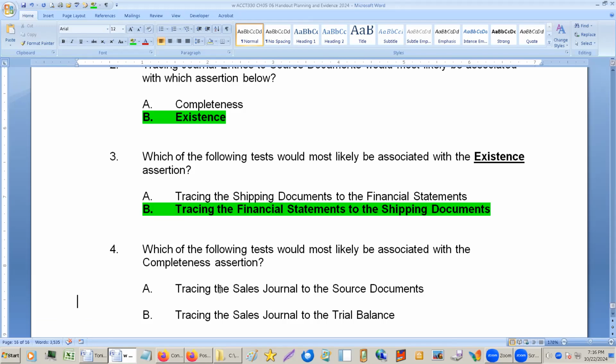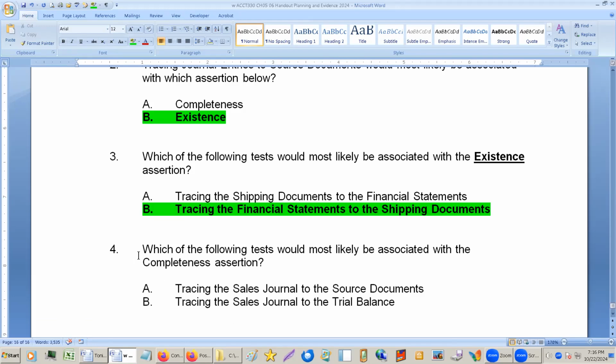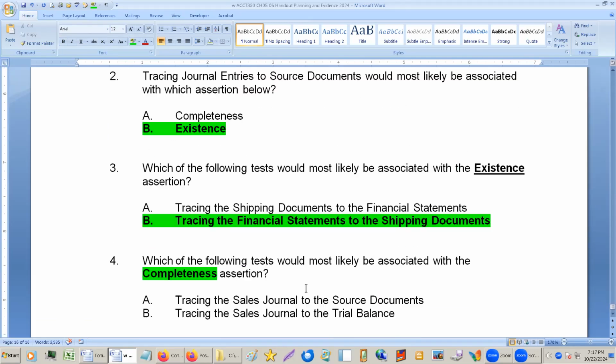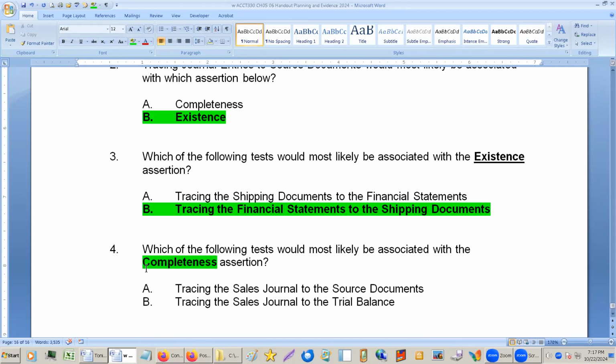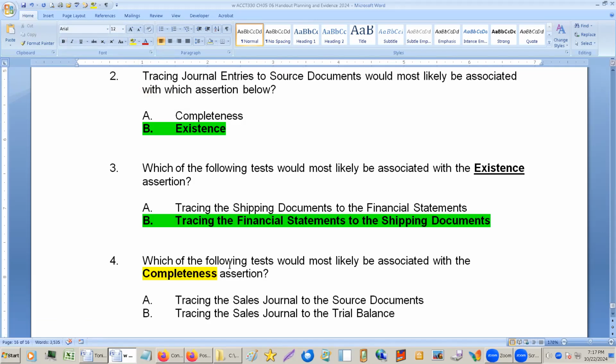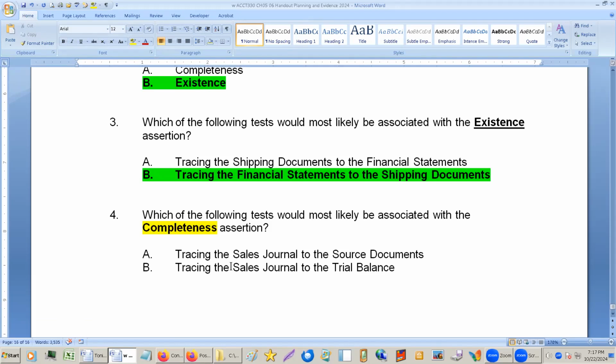Which is probably the most likely to be associated with completeness? Oh, this one's a little trickier. Tracing the sales journal to the source documents or sales journal to trial balance. Okay, so which one are we looking at? Completeness? Wait a minute, I should make that yellow. Okay, so completeness is sales to the source or sales to the trial balance.